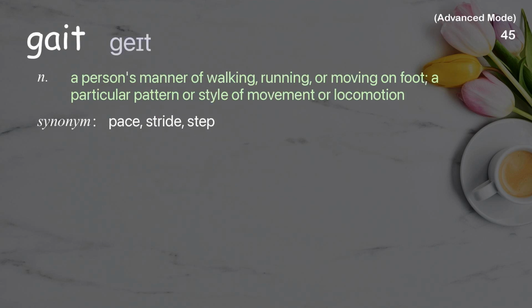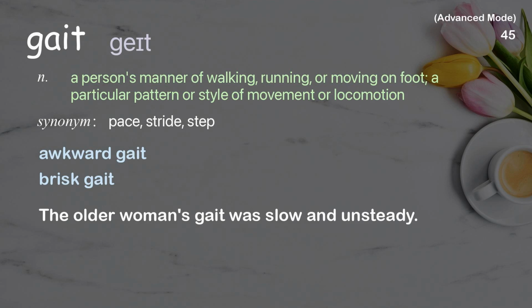Gait. A person's manner of walking, running, or moving on foot, a particular pattern or style of movement or locomotion. Examples: Awkward gait. Brisk gait. The older woman's gait was slow and unsteady.